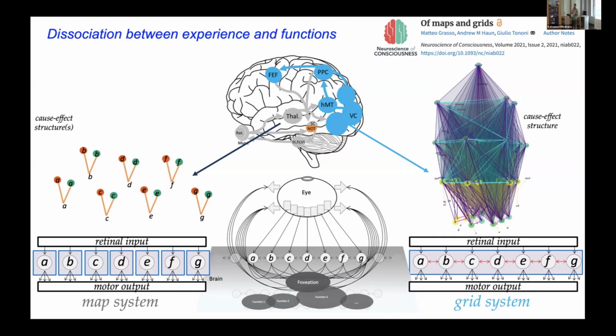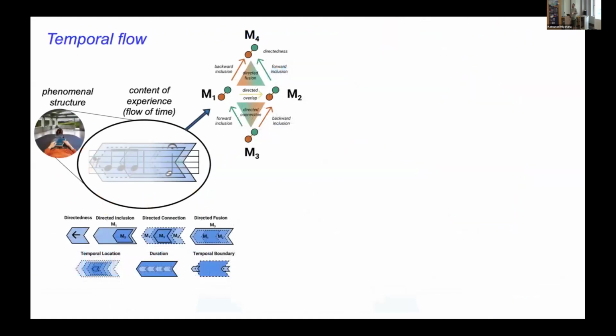So in this case, the prediction is that you can perform the same function, but if the substrate is the right one, then you also have an associated experience of spatial qualities. But if you don't have the right architecture, you can still perform the same function, but this does not correspond to conscious experience. Everything that I've said for space, we can just do for time.